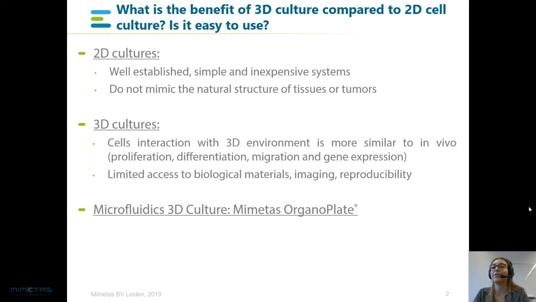At Mimetas, we have developed the OrganoPlate. This platform looks like a standard 384 well plate, but it integrates 40 to 96 microfluidic chips. Here you can grow your cells in 3D and do much more than you would normally do in 2D culture. For instance, you can have intricate co-cultures or create perfused tubules.